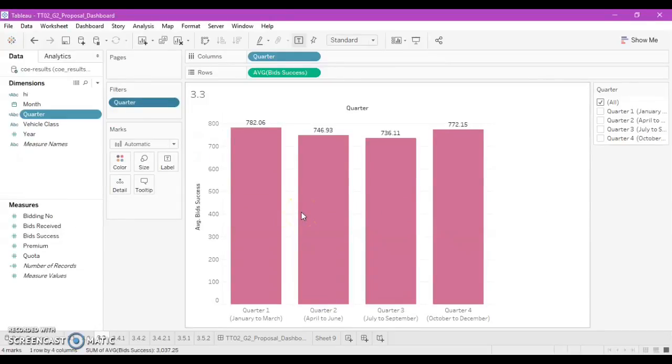Then we dragged the quarter dimension to columns and filter, and selected all in the quarter filter to show all 4 quarters. We presented our results in a bar chart to compare the average bid success. We also showed all mark labels in the marks tab. From there, we derived that quarter 1 has an average of 782.06 transactions, which is the highest average of all. Quarter 2 has an average of 746.93 transactions. Quarter 3 has an average of 736.11 transactions, and Quarter 4 has an average of 772.15 transactions.